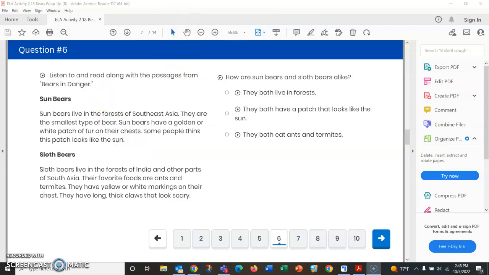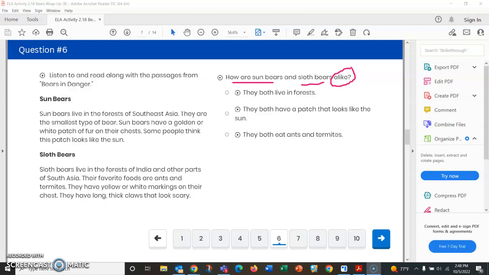Okay, so this one's a little bit longer, so I'm going to help you read. What we're doing is we're trying to figure out how are sun bears and sloth bears alike, and that's a really important keyword. So how are they the same? And so we're going to read, we're going to see if they both live in forests. Do they both have a patch that looks like the sun? Do they both eat ants and termites? Let's take a look here.